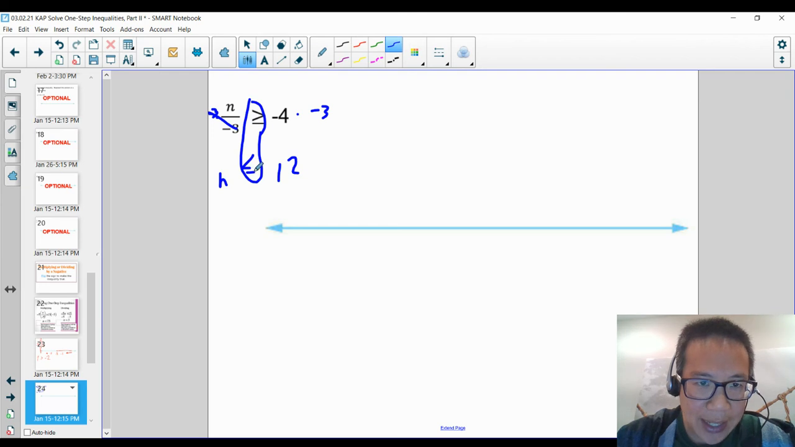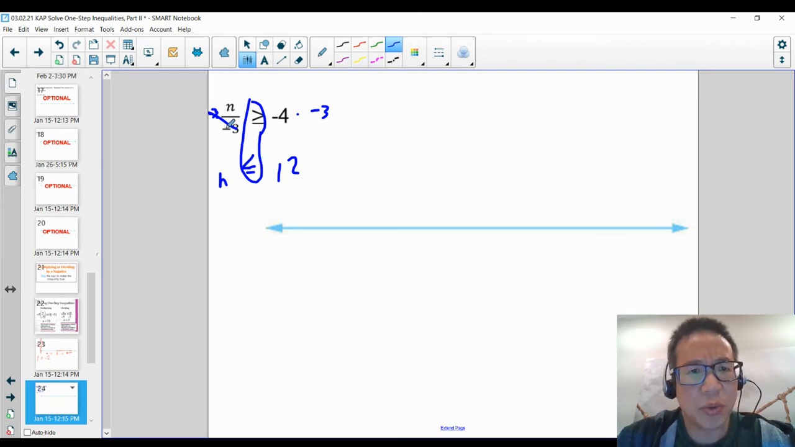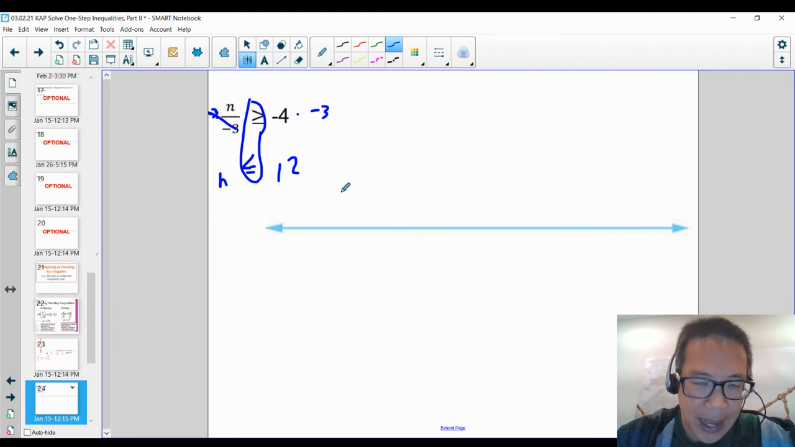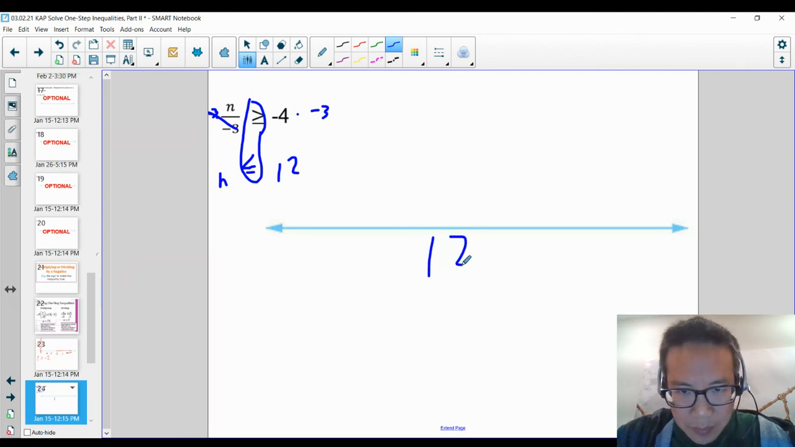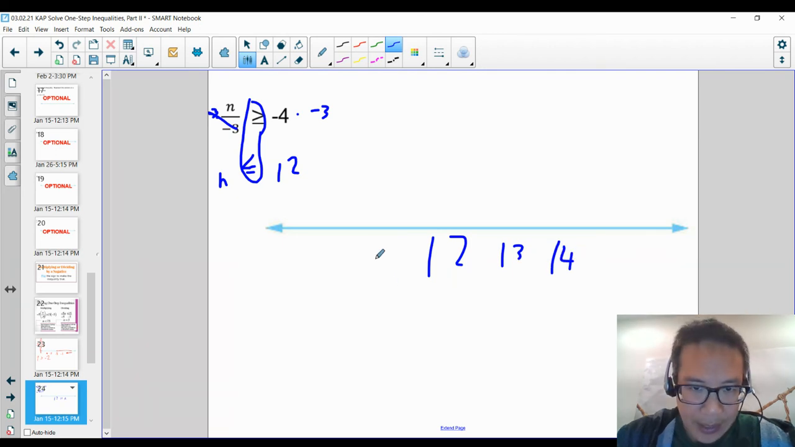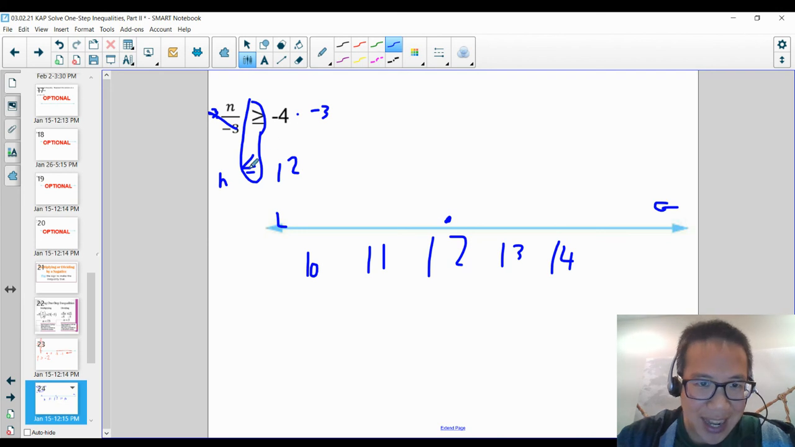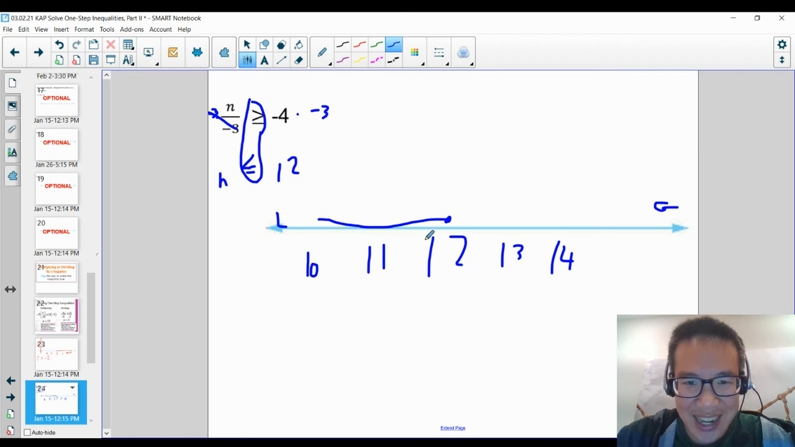The way I see it is, this negative is like you're doing the opposite of the inequality. So 12, 13, 14, 11, 10. Remember, a number line, in case you forgot, goes from least to greatest. Is it going to be a closed dot or open dot? Closed dot, because there's an equal. What is the symbol? It means less than. Where are the numbers that are less than 12? This side, like 10, 11, 12.